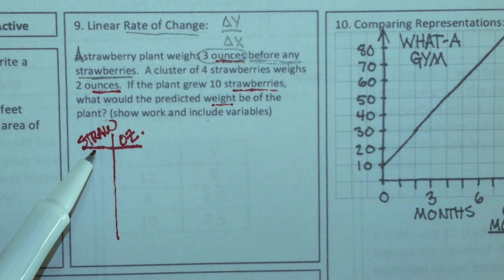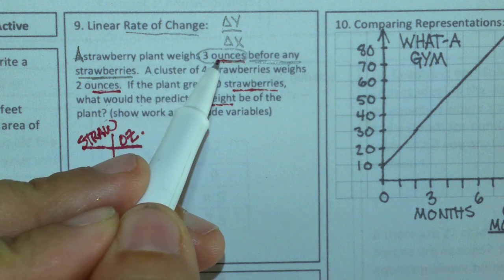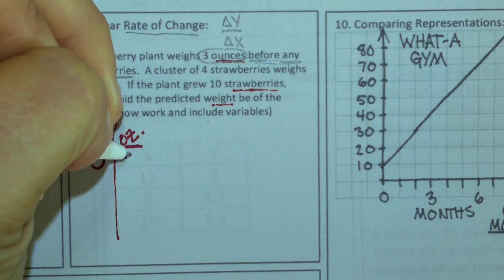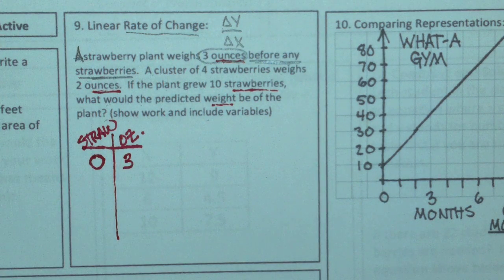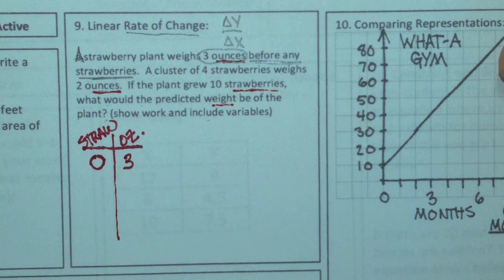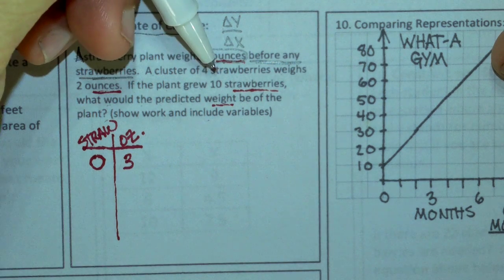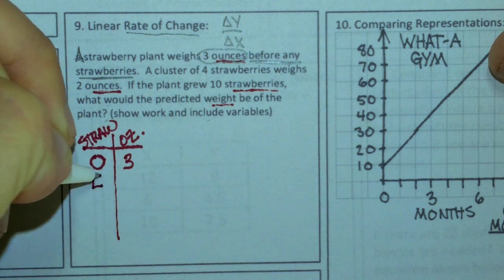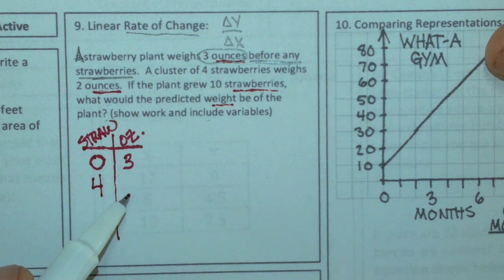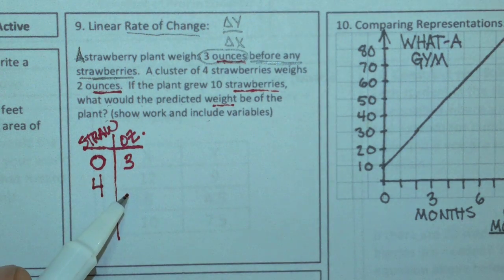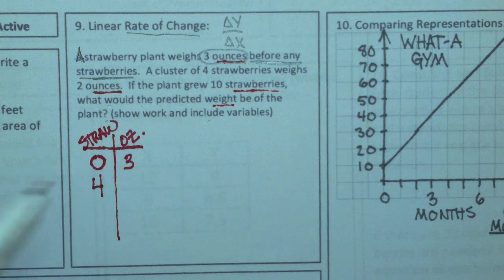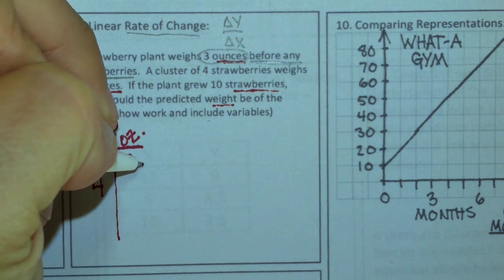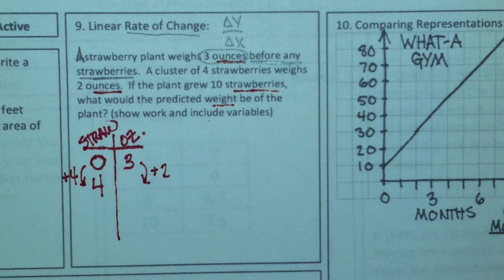on the plant. Okay, if I go back here, the plant weighs 3 ounces before there's any strawberries. Before there's any strawberries, it weighs 3 ounces. You just found your y-intercept there, right? So there's your y-intercept. It says a cluster of 4 strawberries weighs 2 ounces. Okay, so I'm going to talk about 4 strawberries. It didn't say that the plant weighs 2 ounces. It says that those 4 strawberries, like if I was going to pull them off, those 4 strawberries would weigh 2 ounces. So that means that when my strawberries increased by 4, I'm looking for how many ounces did it increase by. It increased by 2 ounces.